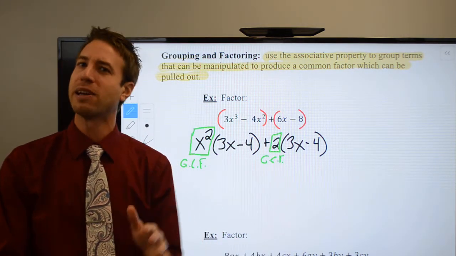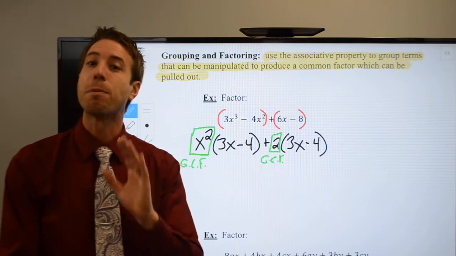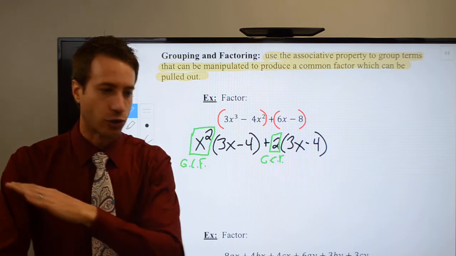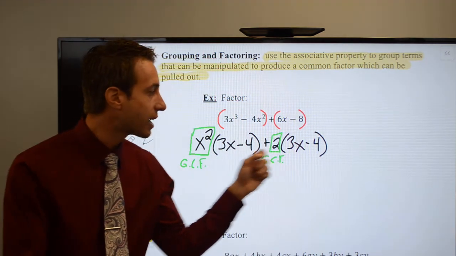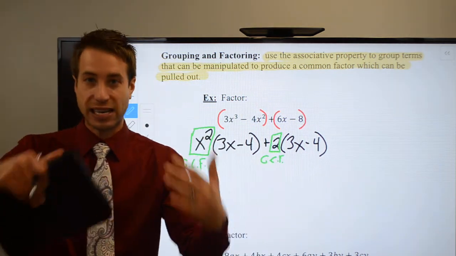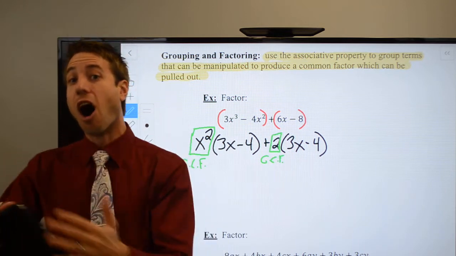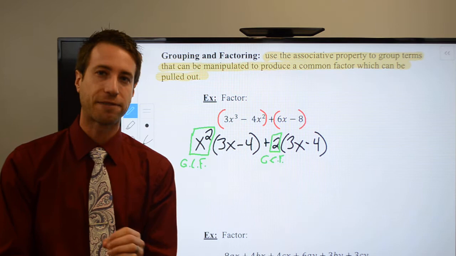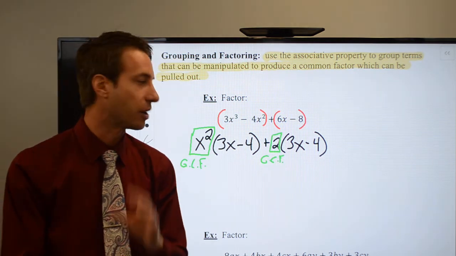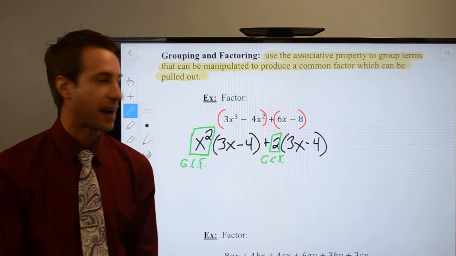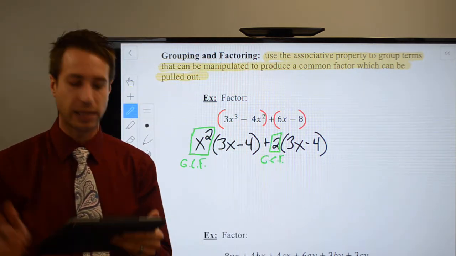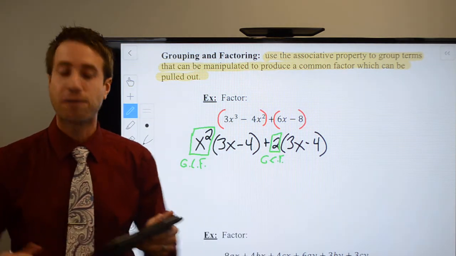So there is a little bit of trial and error here, but again, the point is this. This method, group and factor, only works as long as the quantities that are a result of pulling out a GCF, they must be the same. Have to be completely identical. If they're not, then group and factor didn't work. So I get two quantities that are absolutely the same, and so here's your final answer.